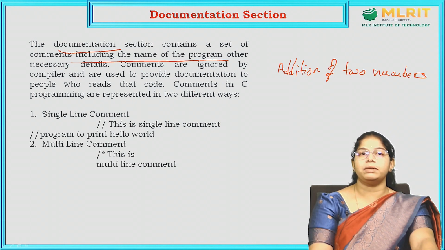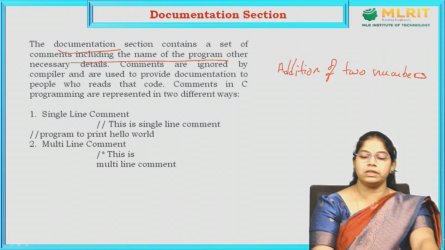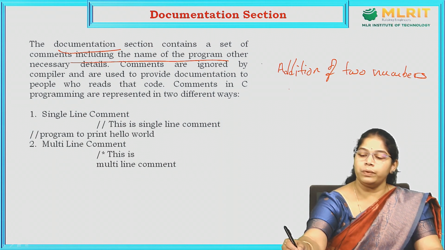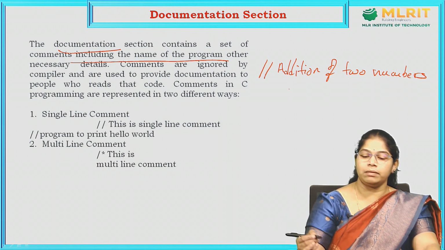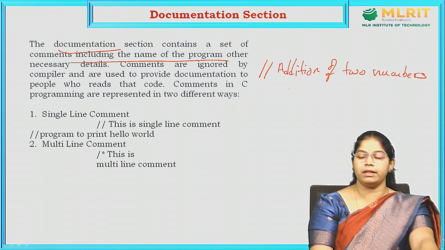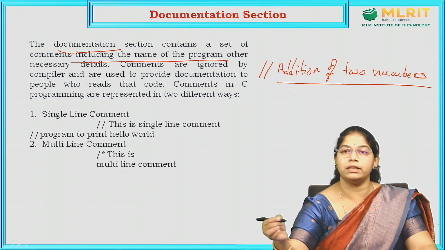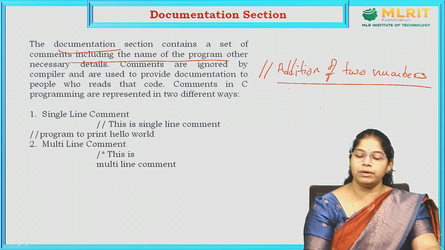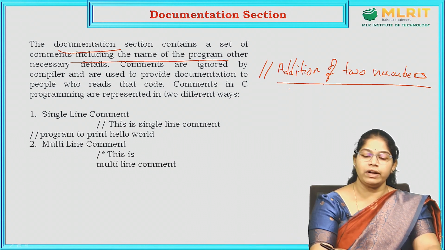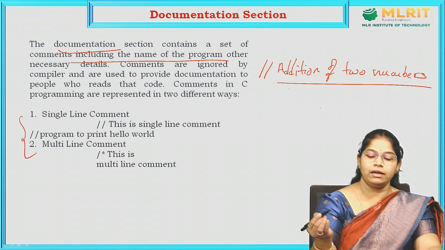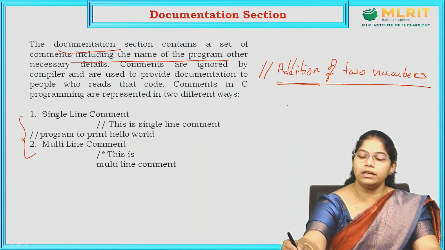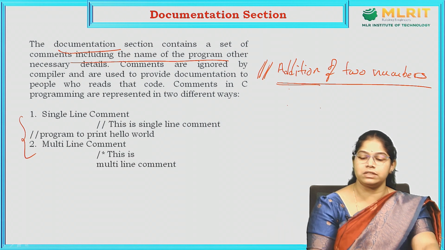That means if some other person comes and reads our code, the person has to understand what the program is about. So we put this line in a comment section, which is ignored by the compiler. The compiler won't read these lines. This is a single line comment. Comments are divided into two types: single line and multi-line comments. Here I included only one line, so I used a single line comment with two forward slashes.